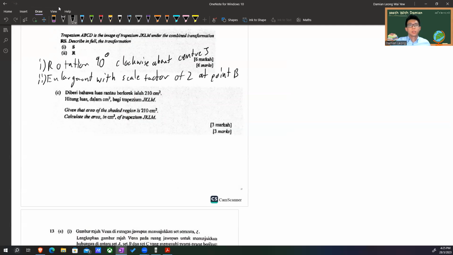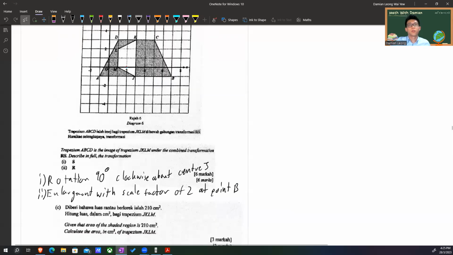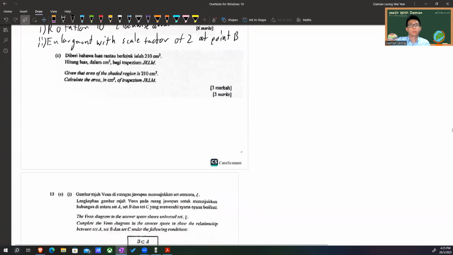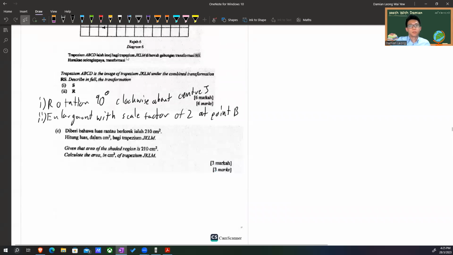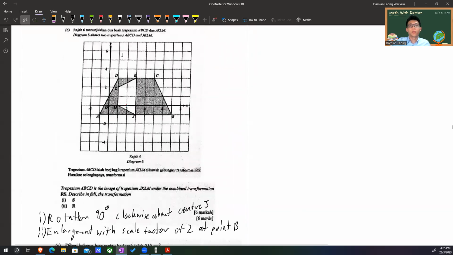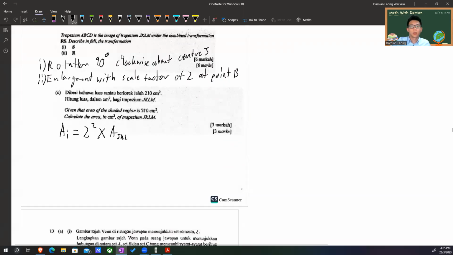Then part C, area in cm square of trapezium JKLM. So area of image equals scale factor squared times area of object. They give you the area of the shaded region, which is area of image minus area of object. Now, area of image: scale factor is 2, so 2 squared times area of object. I want area of JKLM, which is the area of object. So it's 4 times area of JKLM.